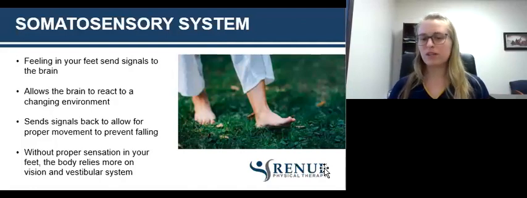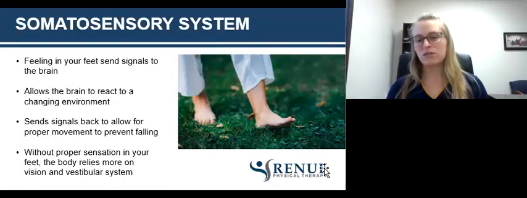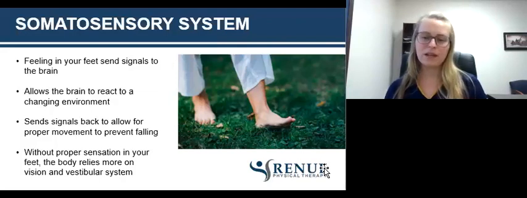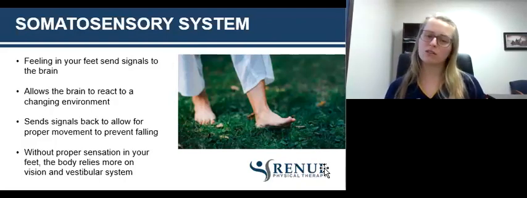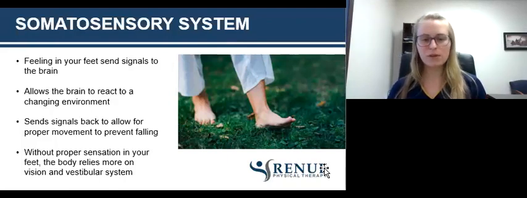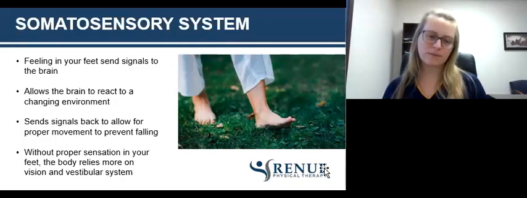Without proper feeling in your feet, you could continue to step on that rock, causing damage to the bottom of your foot. This is especially important to watch out for if you have diabetes or have been diagnosed with neuropathy, as losing sensation in your feet is common with those conditions. This system also helps to prevent falls by the brain activating different muscles to keep your feet stable on the ground. As we age, the signals are sent a little bit slower, which is why older adults are at a higher risk for falling. Without the feeling in your feet, your body relies more on your vision and vestibular systems.